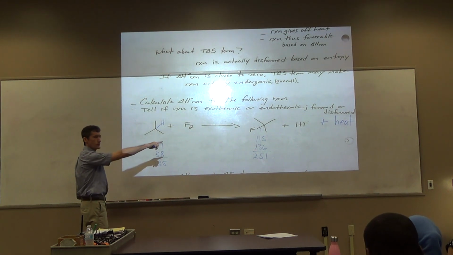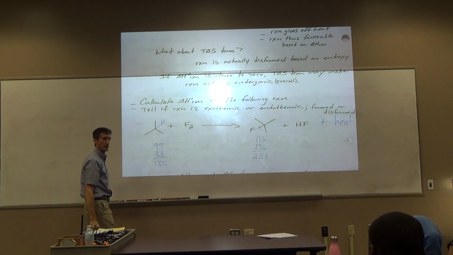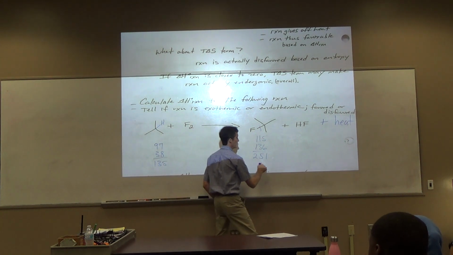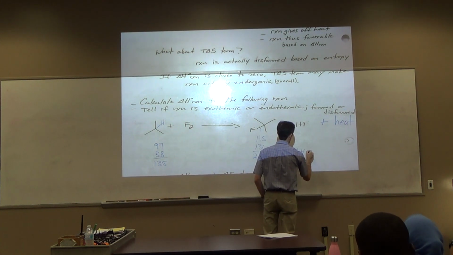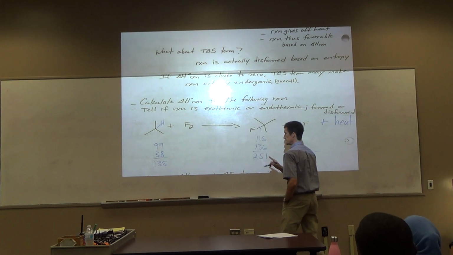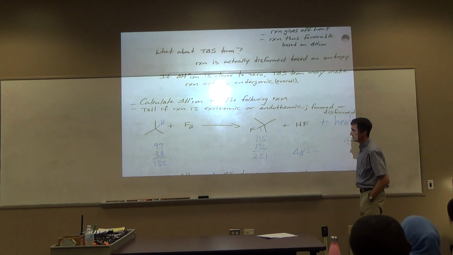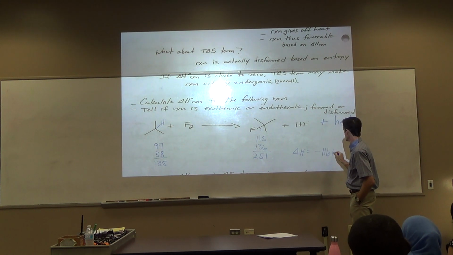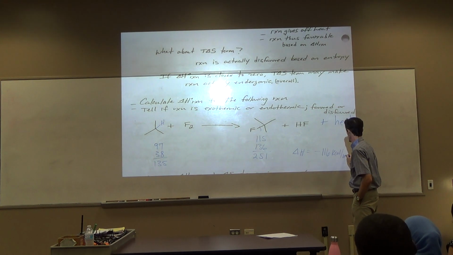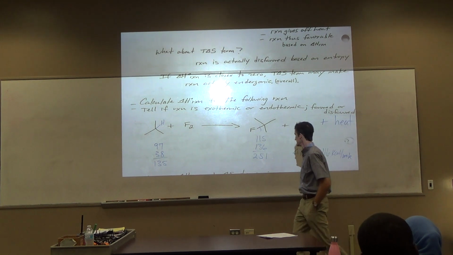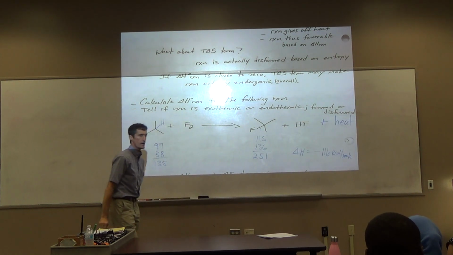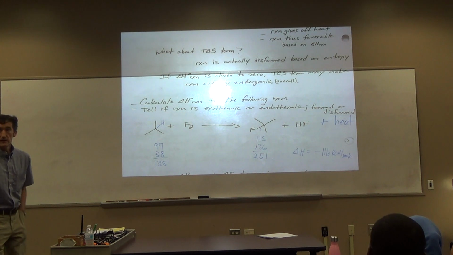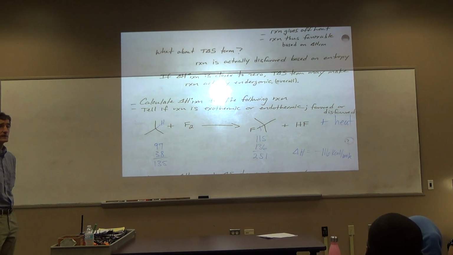So we're making more stable bonds, lower in energy. What is delta H? Negative. Negative what? 116? Is that right? Yes, sir. Try to do the math there. Is it negative? Yes, sir. That's fairly exothermic.